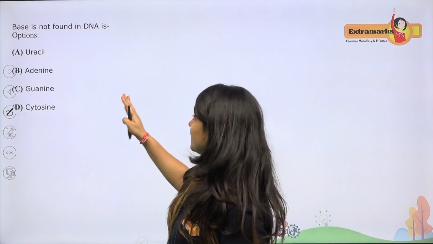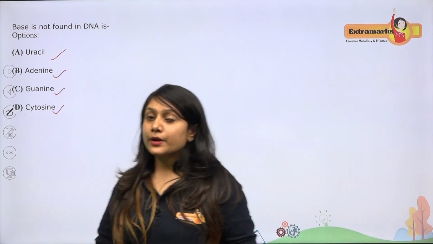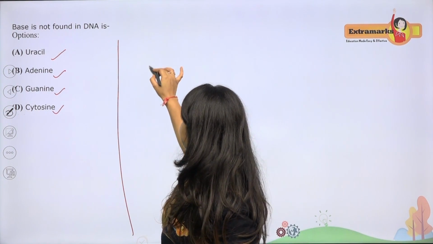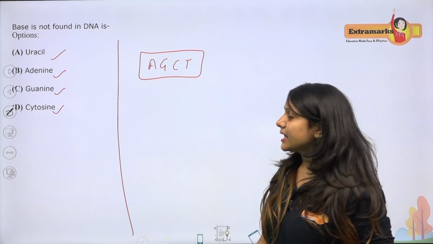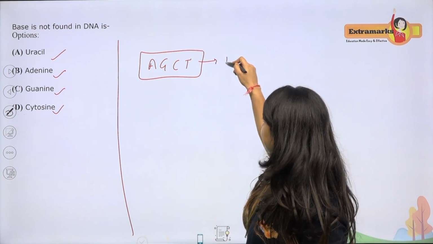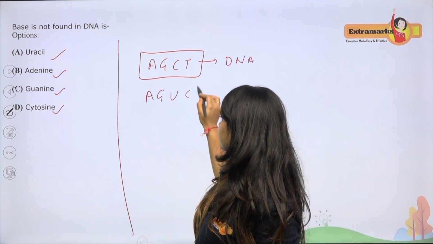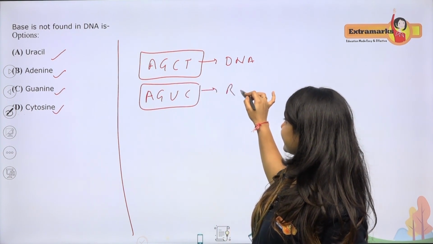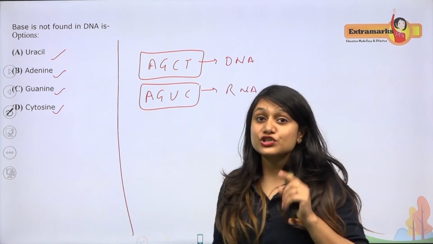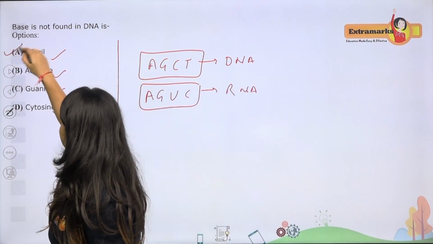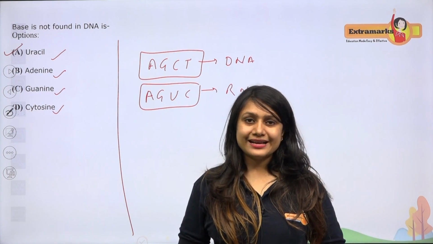Okay, so as you can see, 4 options: uracil, adenine, guanine and cytosine. So I am going to give you a trick: AGCT, these all 4 bases are found in DNA, and AGUC is found in RNA. Now as you can see, which is not found in DNA is uracil. So which is the correct choice? This is the correct choice, and this is our correct answer. Fine? Okay, clear? Okay. So let's move on to another question.